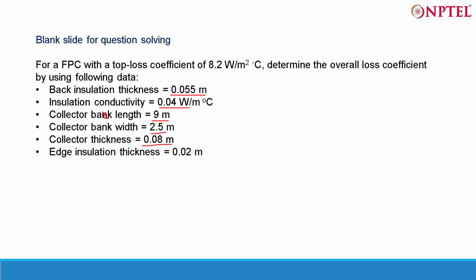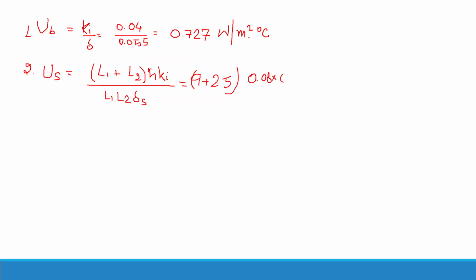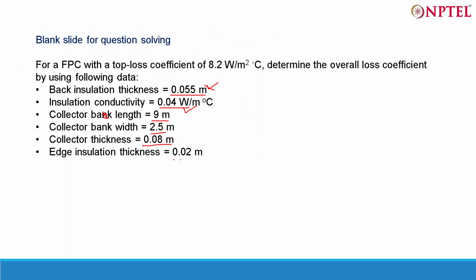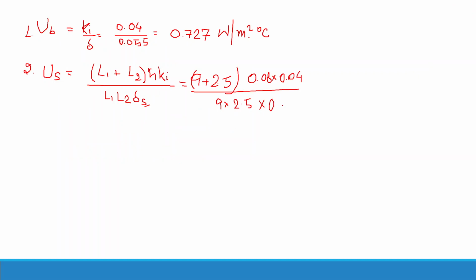Then the value of K is given, 0.04, divided upon 9 into 2.5, into, and this is the edge insulation thickness, that is the side insulation, that is 0.02. Calculate it. 11.5 into 0.08 into 4.